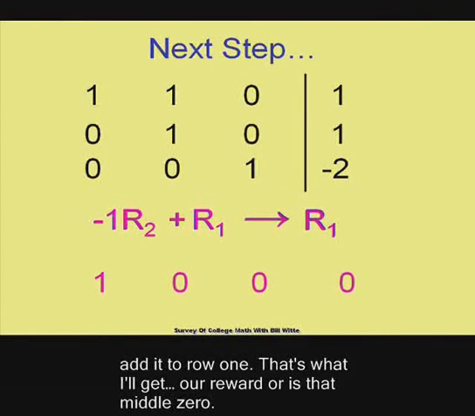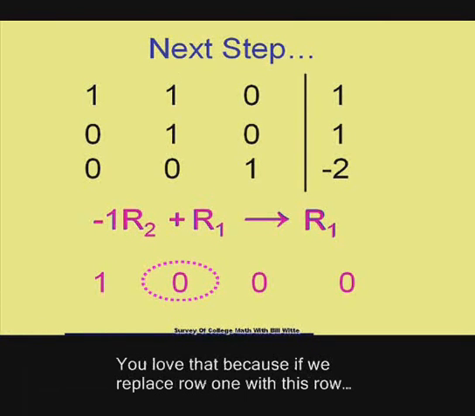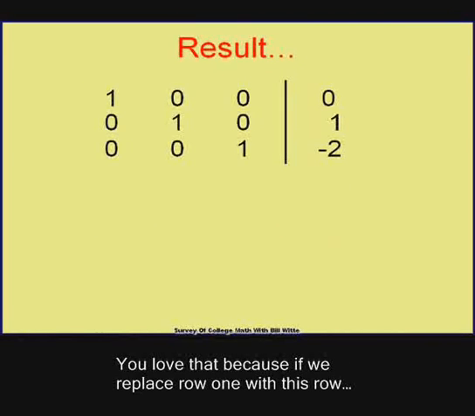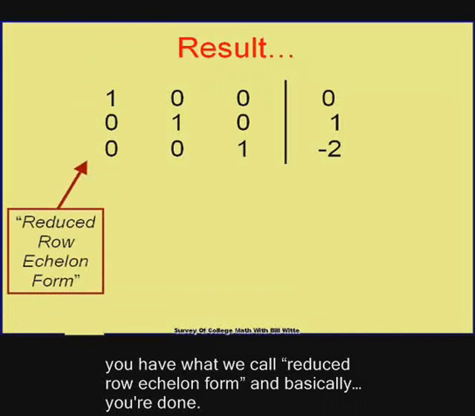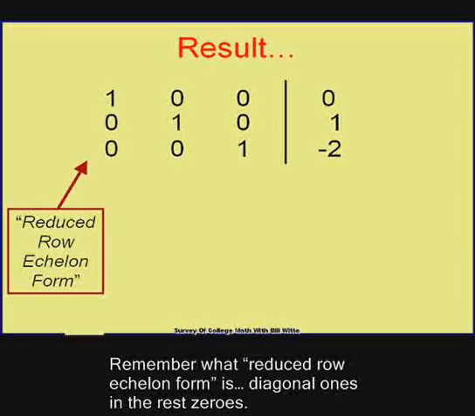And our reward is that middle 0. You love that. Because if we replace row 1 with this row, you've got what we call reduced row echelon form. And basically, you're done. Remember what reduced row echelon form is? Diagonal 1s and the rest zeros.